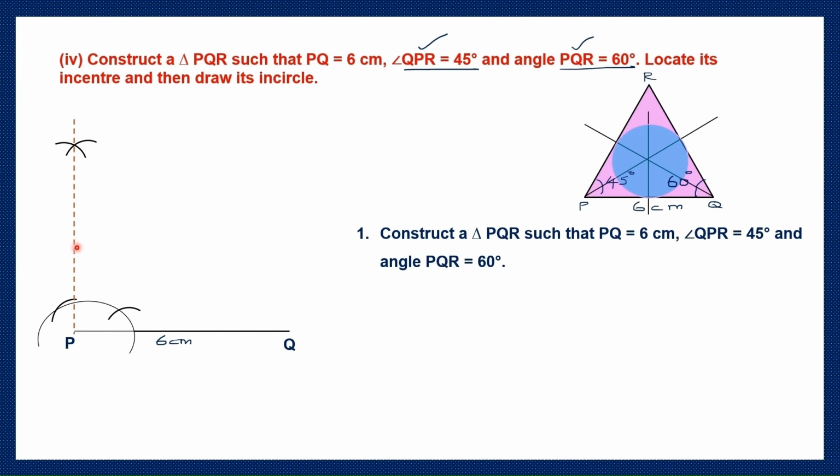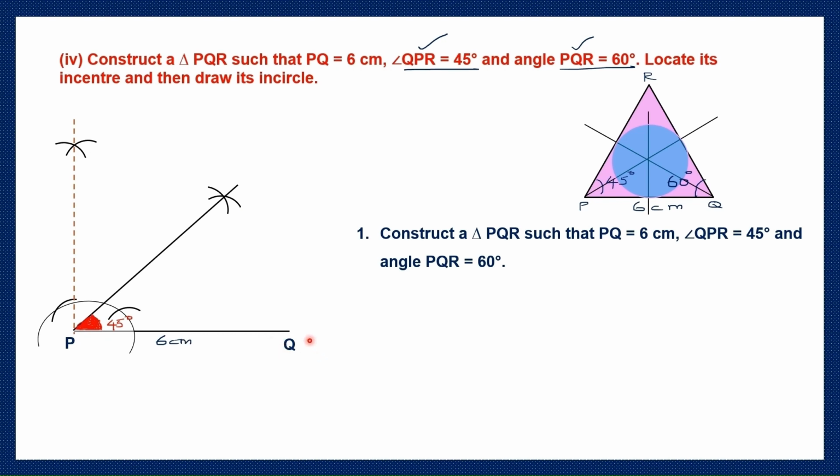Now we need to get 45 degrees. So we're going to bisect this. For that, again, we know bisection of 90 degrees. We place a compass here and draw two arcs. So we have the first arc, we have the second arc. Now draw a line. We've got 45 degrees. So angle P is 45 degrees.